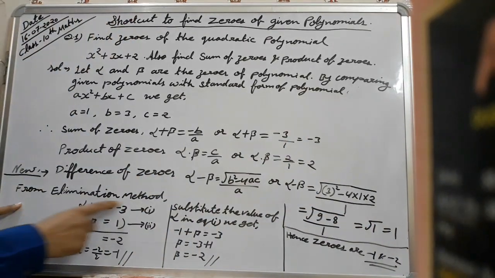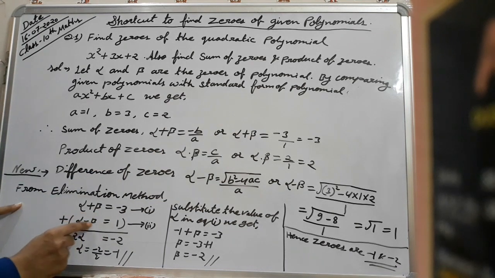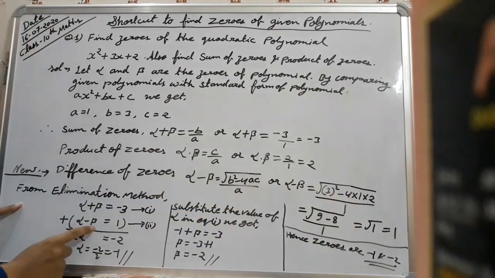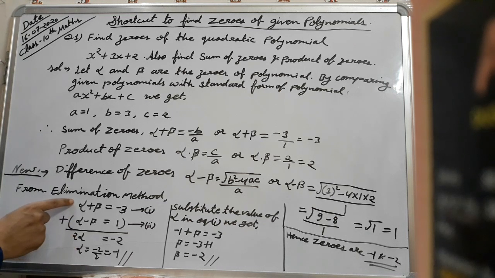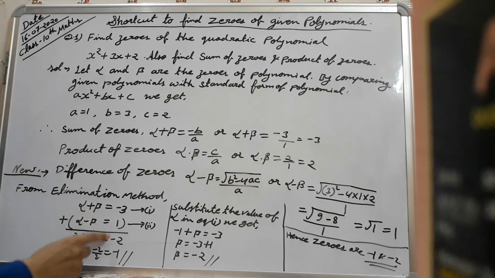Now from elimination method, alpha plus beta is equal to minus 3, and alpha minus beta is equal to 1. Suppose this is the first equation and this is the second equation. Then by adding, what will we get? Alpha plus alpha, alpha we take common and its coefficient is 1 plus 1, that is 2 alpha. And here plus beta minus beta becomes 0. Here minus 3 plus 1, what will you get? Minus 2. Now alpha is equal to minus 2 divided by 2, you will get minus 1.